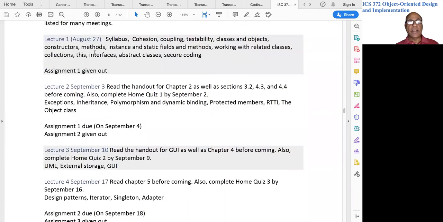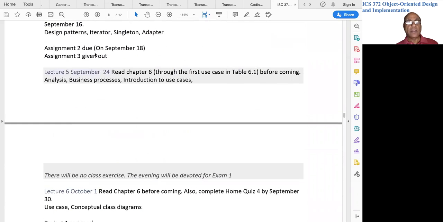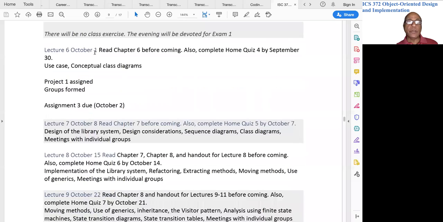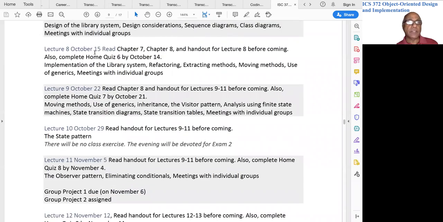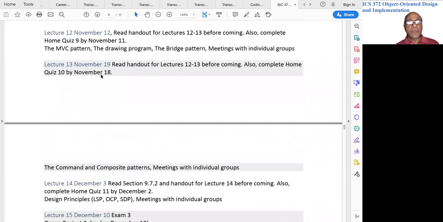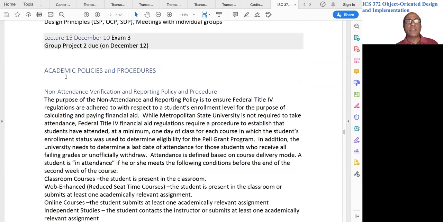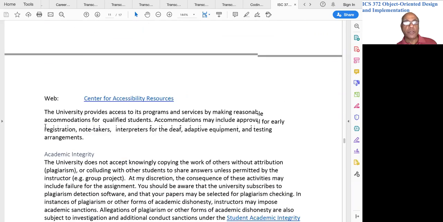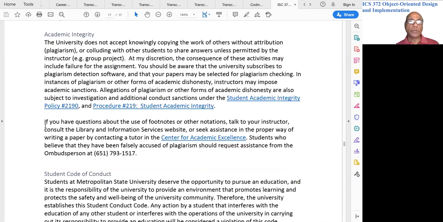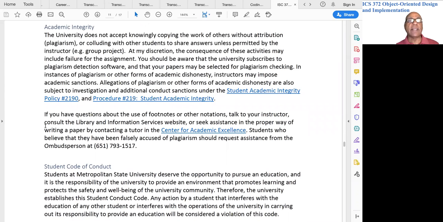And there is a schedule here, which you should take a look at. Okay, we'll try to stick to the schedule to the extent possible, but there may be a little bit of adjustments. And then towards the end, a good part of the syllabus is standard boilerplate language regarding academic policies and procedures, which you should be aware of. I'm not going to go through them. There is not a whole lot that I need to say, except ask you to read.